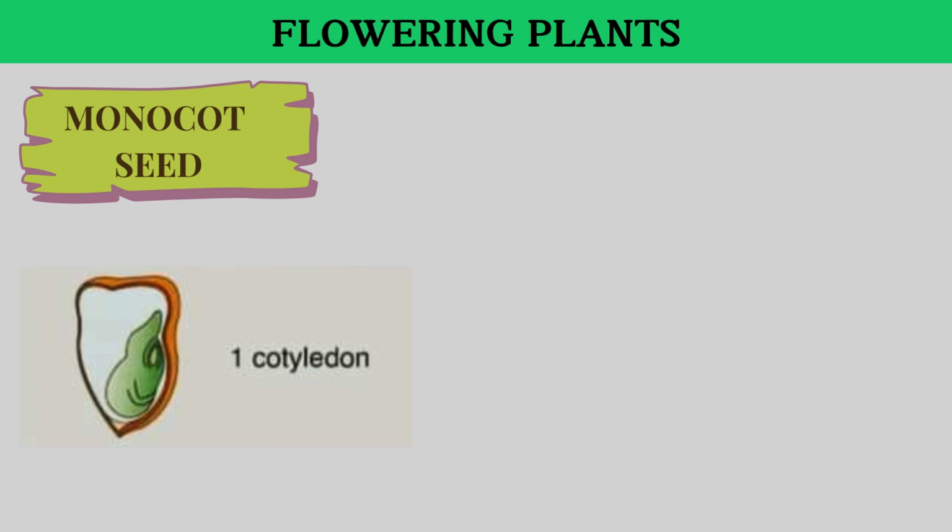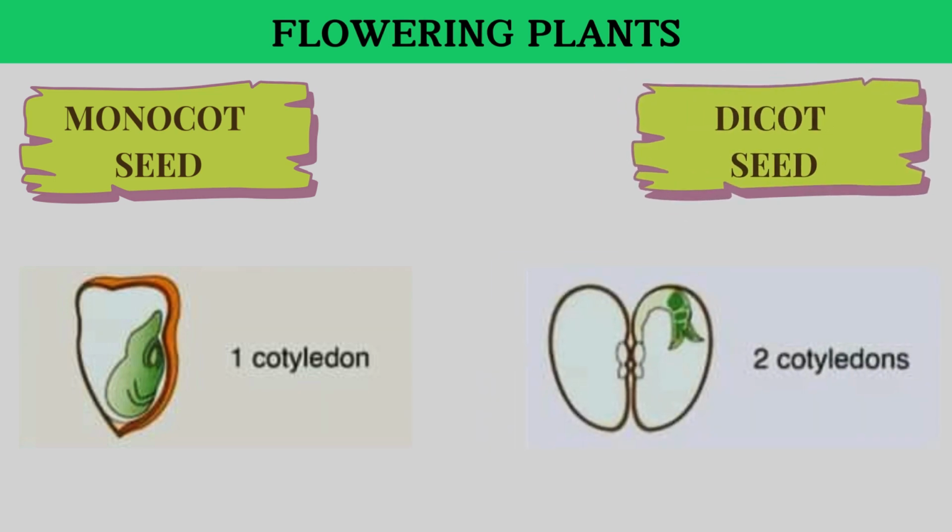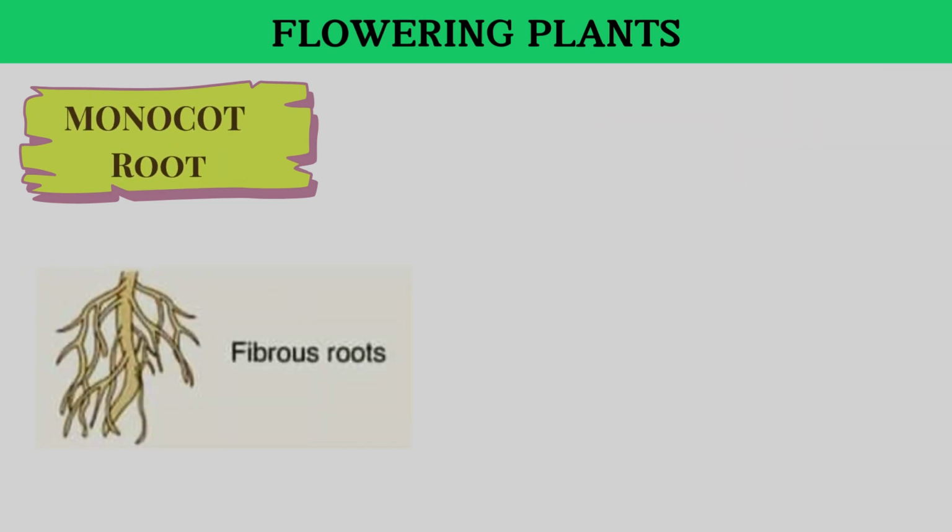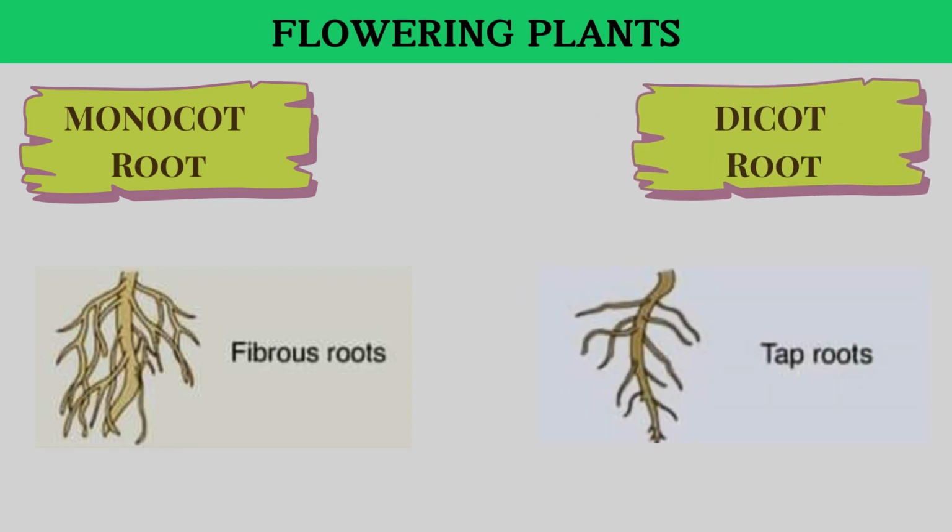The seed of a monocot has only one cotyledon, but in the same picture when you see the dicot seed, it has two cotyledons. Examples of these plants are the wheat plant, being the monocot, and the chickpea plant, being the dicot. The roots of a monocot plant are fibrous roots having different branches and rebranches, but a dicot plant has a taproot having different branches originating from the single central one.